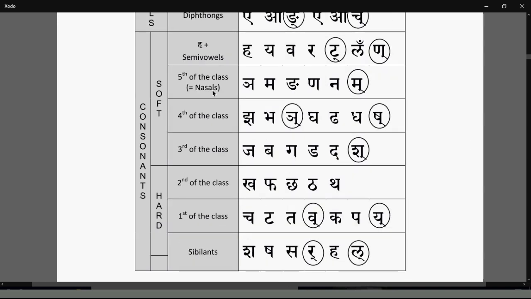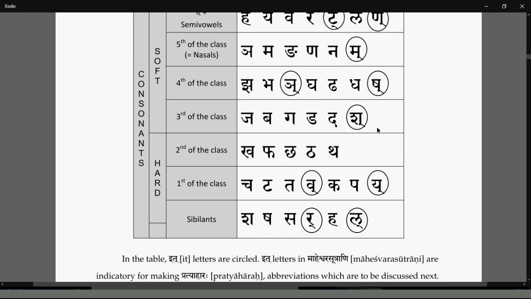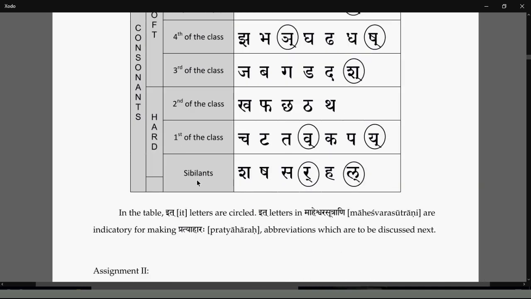Semi-vowel, hakara is the semi-vowel. Fifth of the class means nyam. Nyam is the fifth of the class, jhash is the fourth of the class, jash is the third of the class. Khay and chay, and kapay. These sutras put together give the second and the first of the class. There is no split in the sutra as second or the first of the class separately.